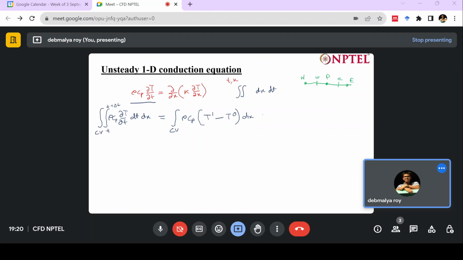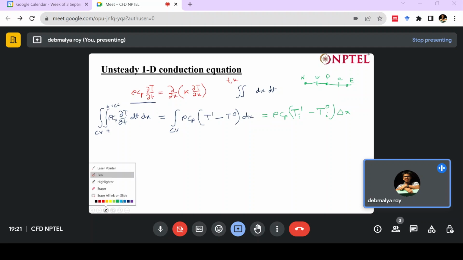So we would write this as Cp. If this is a constant temperature assumption, then this is T1 at i minus T0 at i, times delta x. The integration of T dx becomes T delta x because we have assumed the constant profile.